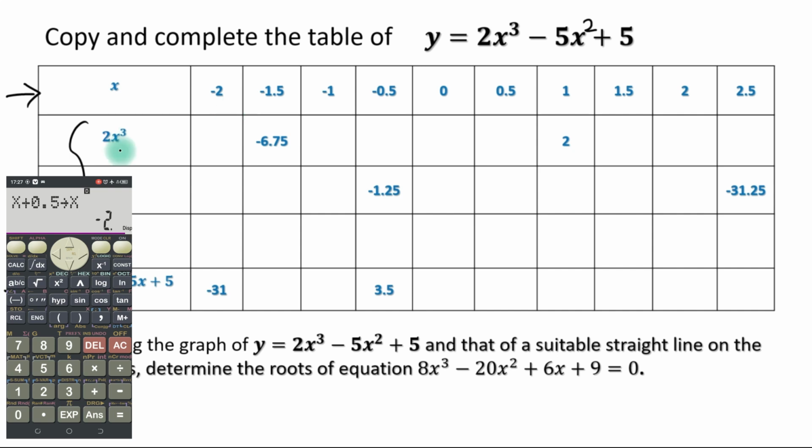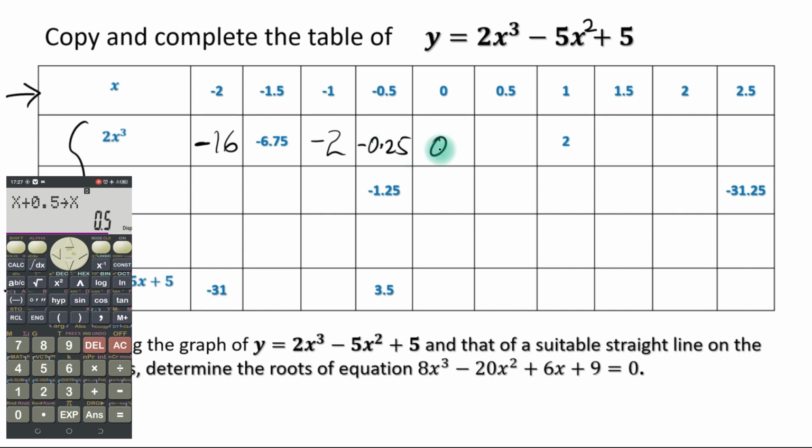Then when x is minus 2, 2x cubed is minus 16. When x is minus 1.5, that is minus 6.75. When x is minus 1, 2x cubed is minus 2. When x is minus 0.5, 2x cubed is minus 0.25. When x is 0, 2x cubed is also 0.